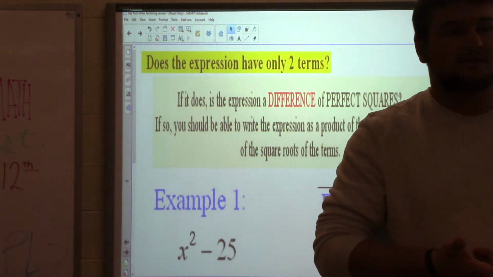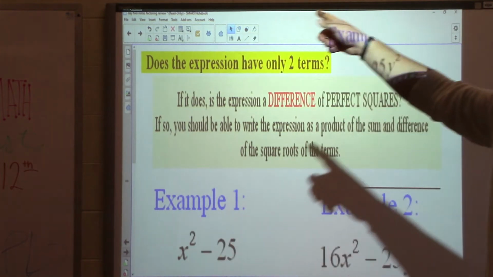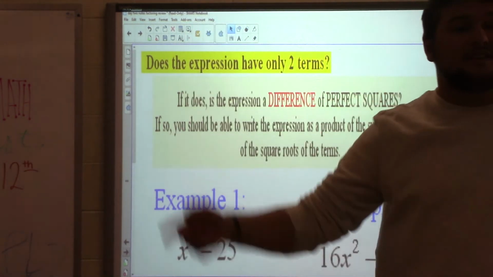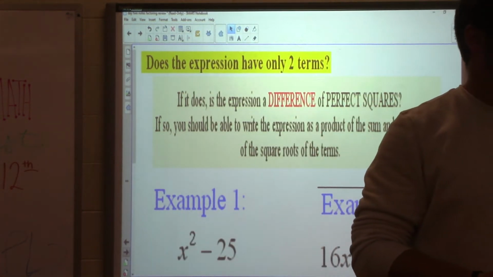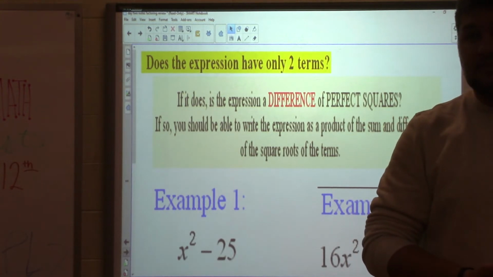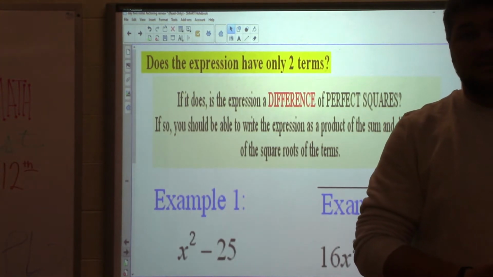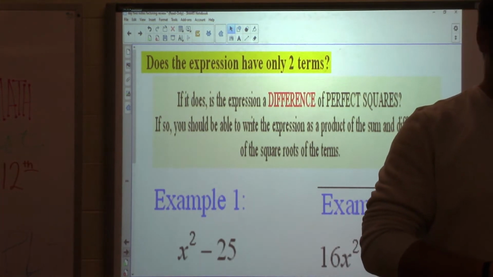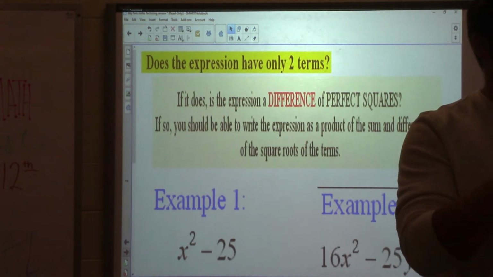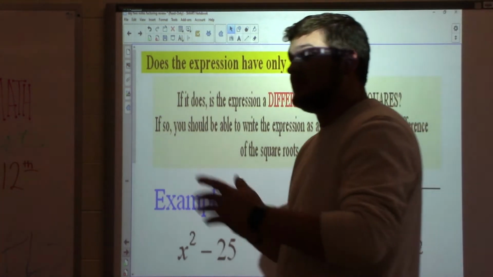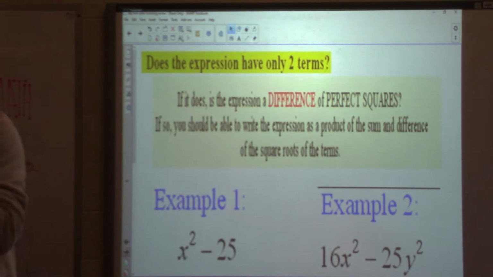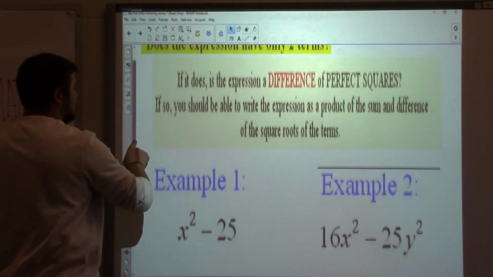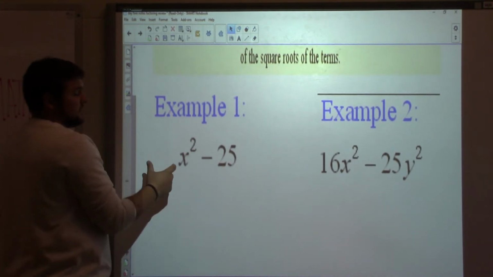What are perfect squares? Those numbers up there. What about x squared, is it a perfect square? Yeah. Is z squared a perfect square? Is y to the fourth a perfect square? Yes, because y squared times y squared would be y to the fourth. So it's anything where we can multiply the same thing by itself to make it. So the next thing you look for is, is it a difference of perfect squares?